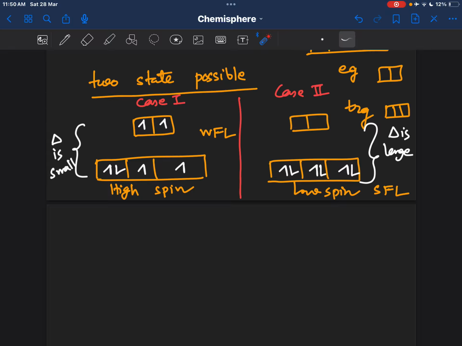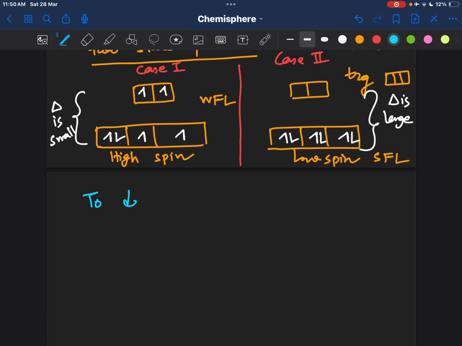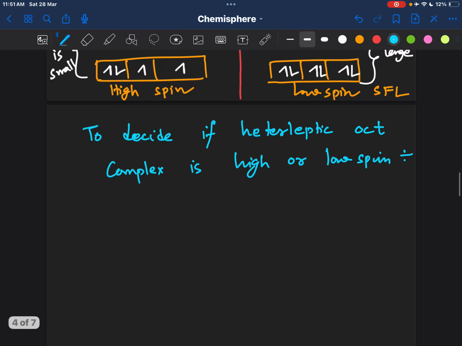Okay, now to decide which spin state is going to happen in this case, and this is a heteroleptic complex, so to decide if a heteroleptic octahedral complex is high or low spin, we have certain conditions. So there are two criteria. The first one is the ligand strength.